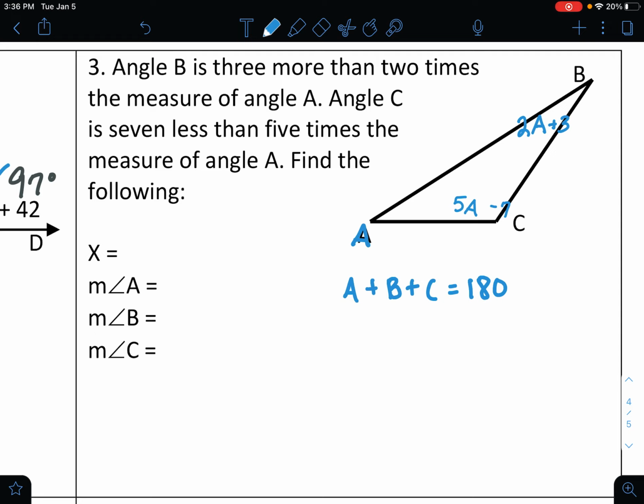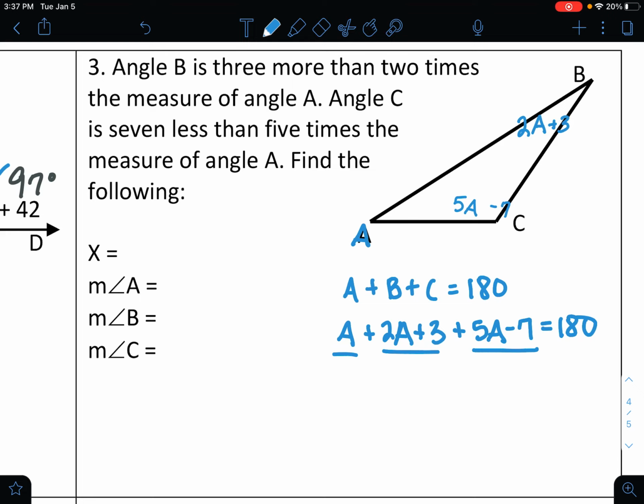Since that's the case, we don't have anything special for A, so we're just going to keep that the same. For B, we have 2A plus 3. And then for C, we have 5A minus 7. And they equal 180. So I just took these to make them equal 180. And then you can plug that into your calculator in order to solve it.